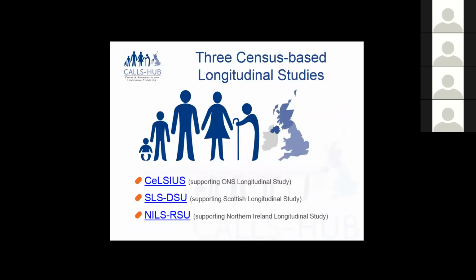So there are 3 census-based longitudinal studies in the UK. So we have a longitudinal study in England and Wales, in Scotland, and in Northern Ireland. Each of these studies is based on census data. So it includes a sample of participants in the census who are followed up over time. And we have 3 research support units who support the use of these longitudinal studies in each of the 3 countries. So we have Celsius supporting the use of the ONS longitudinal study in England and Wales, for example.